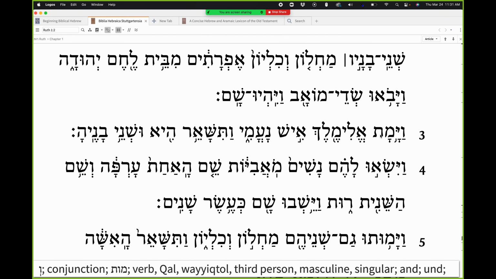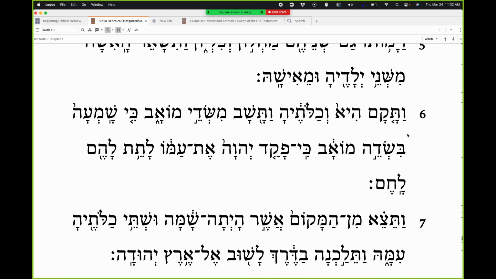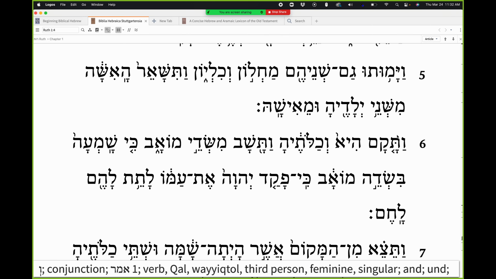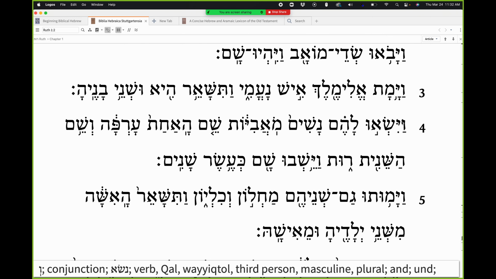All right, we'll stop here, but I just want to note that we've got Vav, Patach, Dagesh. This is the next step in the narrative. So you can see here, verse 5, verse 6, Vav, Patach, Dagesh. Verse 7, Vav, Patach, Dagesh. Verse 8, Vav, Patach, Dagesh. This Vav-Relative, so-called, that we have here, this is what carries the narrative forward. This is what gives us the next step in the story.